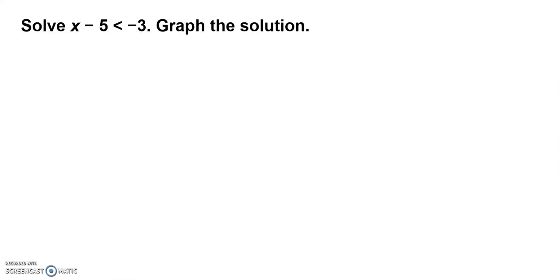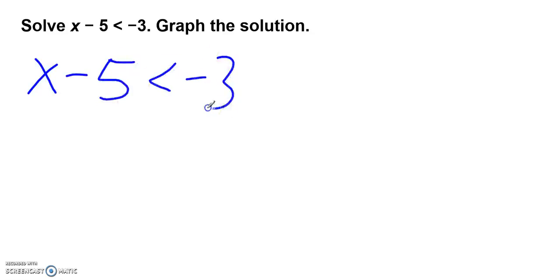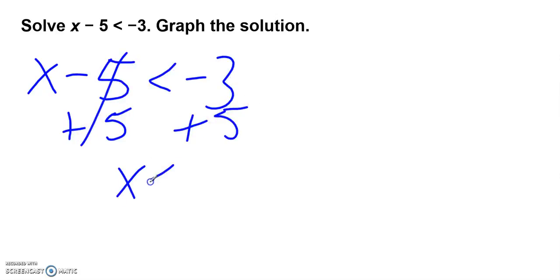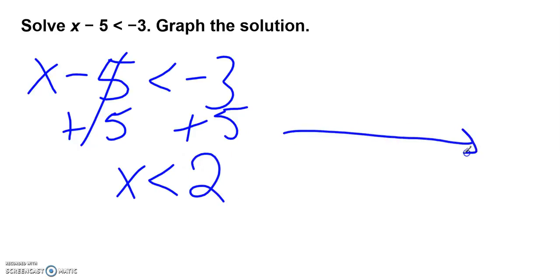So solve x minus 5 is less than negative 3, and then graph our solution. Alright, so I'm going to grab a different color. And so we have x minus 5 is less than negative 3. So I'm going to plus 5 to get rid of it right there, plus 5. I have x is less than 2. So I'm going to graph that.